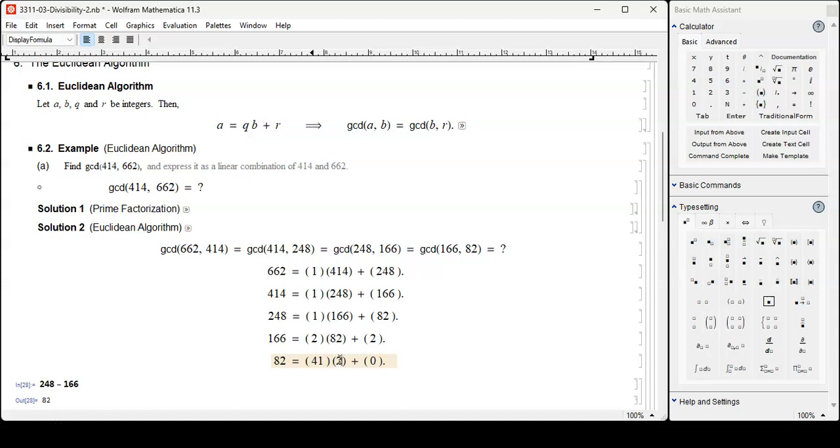Okay, we have divisibility, so 2 divides 82. So the GCD of 82 and 2 is going to be 2. So this got down to GCD of 82 and 2. And we have divisibility, so we get this computation. This kind of thing is called Euclidean algorithm.